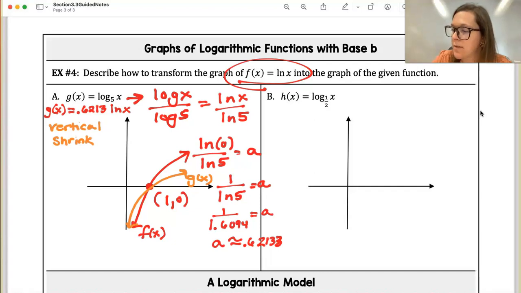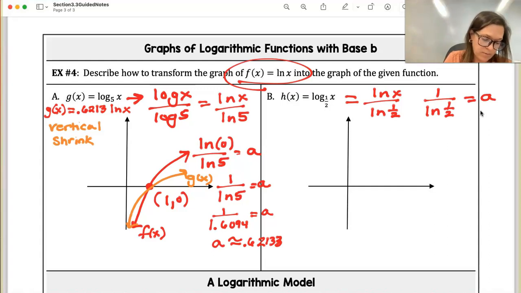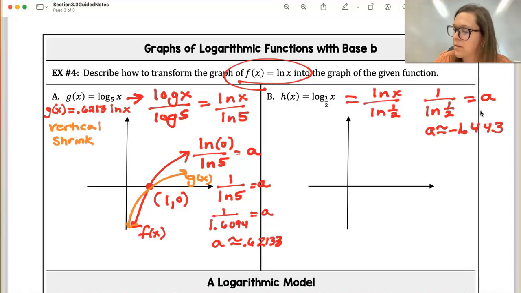All right, so let's do the same thing over here. So I have, what's this going to be? So the natural log of x over the natural log of 1/2, which is the same as 1 over the natural log of 1/2, which is equal to a. So 1 divided by the natural log of 0.5 gets my a to be about negative 1.443-ish. So my new function h of x is equal to negative 1.443 ln of x.